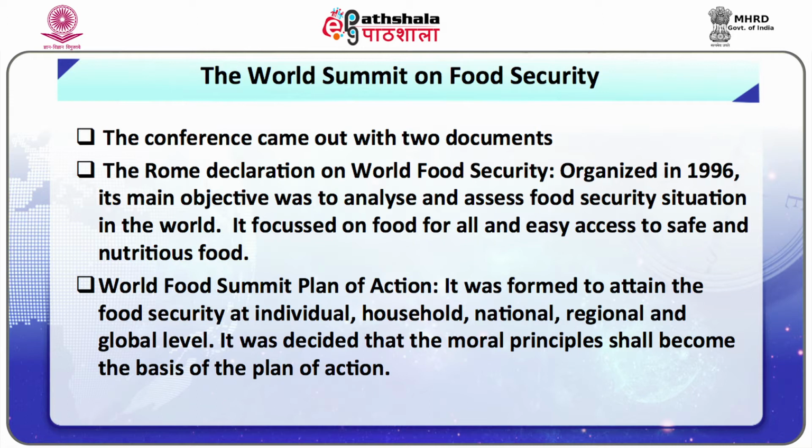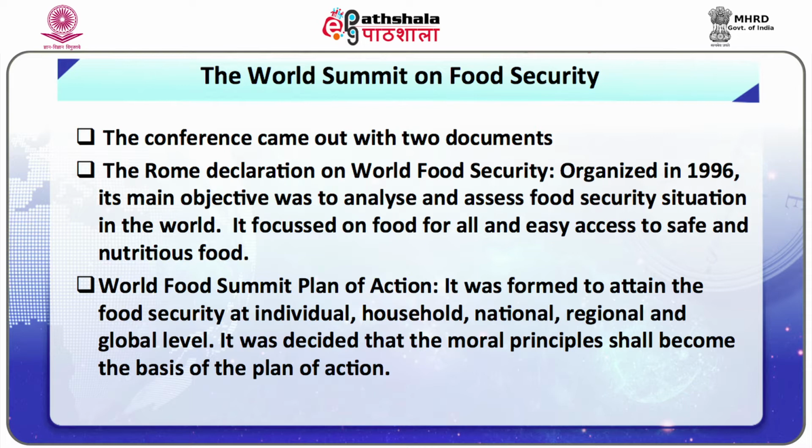The conference came out with 2 documents. The Rome Declaration on World Food Security, organized in 1996. Its main objective was to analyze and assess the food security situation in the world. It focused on food for all and easy access to safe and nutritious food.